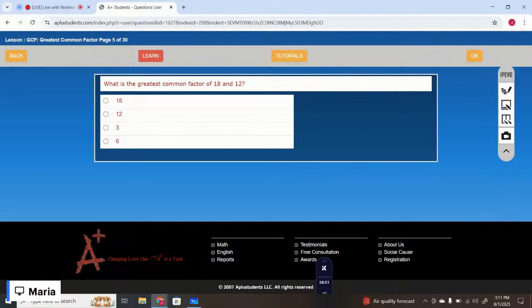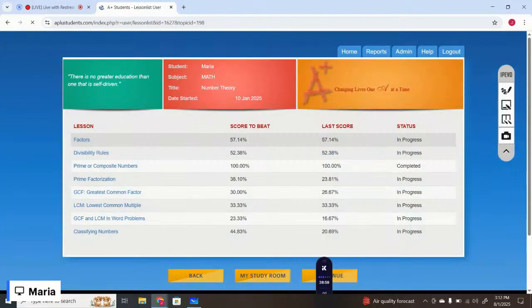The greatest common factor of 18 and 12 is 6. Option number 4 is the correct option. Okay, you can complete the lesson by yourself later today. Let me move on to the next lesson.